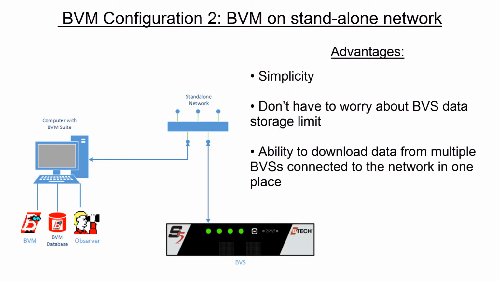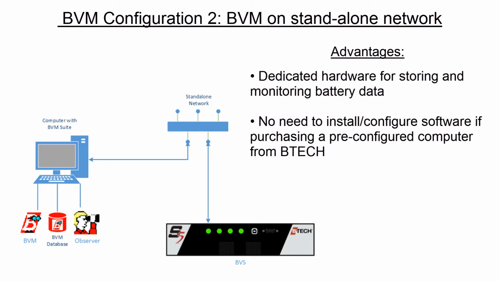Some advantages of this setup are its simplicity, its ability to download data from multiple BVSs connected to the network in one place, and dedicated hardware for storing and monitoring battery data. Because there is a dedicated computer connected to the BVS network, there is no need to worry about the BVS's internal storage capacity. If the customer purchases a pre-configured computer from BTECH, there is no need to worry about the installation and configuration of the BVM software suite.